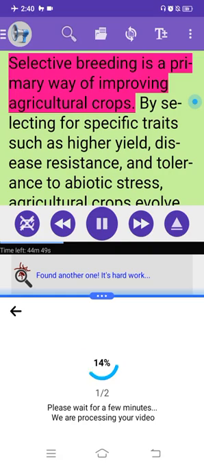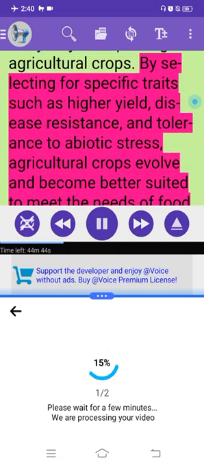Explanation. Selective breeding is a primary way of improving agricultural crops. By selecting for specific traits such as higher yield, disease resistance, and tolerance to abiotic stress, agricultural crops evolve and become better suited to meet the needs of food production.